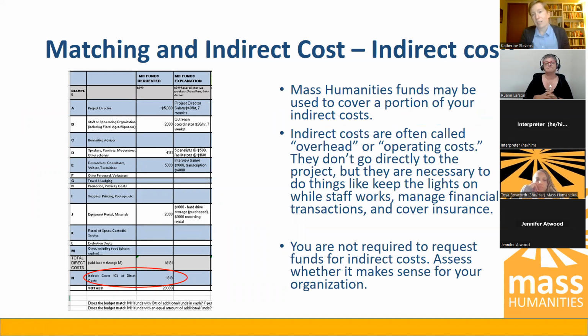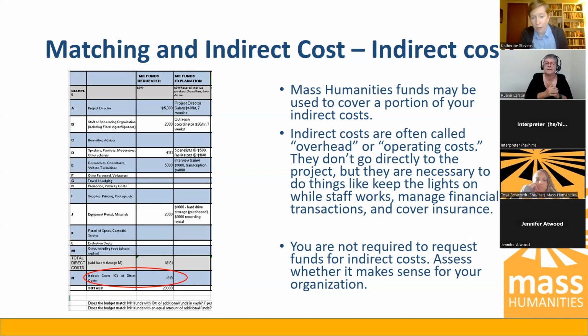We're going to move on to indirect costs. I'll say a little bit about what this is if you're not familiar with them, and then talk a little bit about how you will be calculating it on the sheet. Mass Humanities funds may be used to cover a portion of indirect costs. Indirect costs are often called overhead or operating costs. These are costs that it's hard to determine go directly to your project, but they are necessary to do things like keep the lights on in a building where you work, or manage financial transactions, cover insurance, all the kinds of costs of keeping your work going that cannot be directly tied to the project.